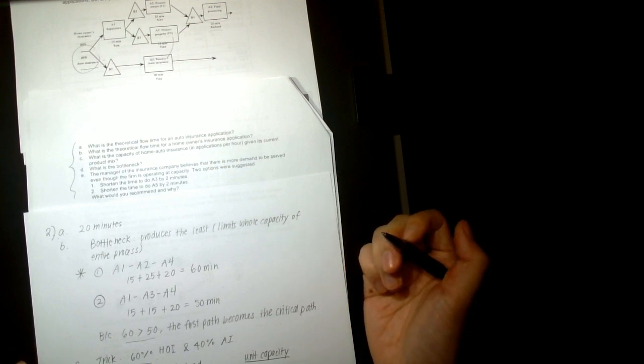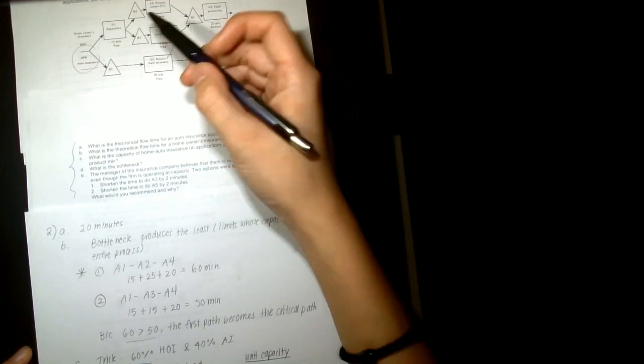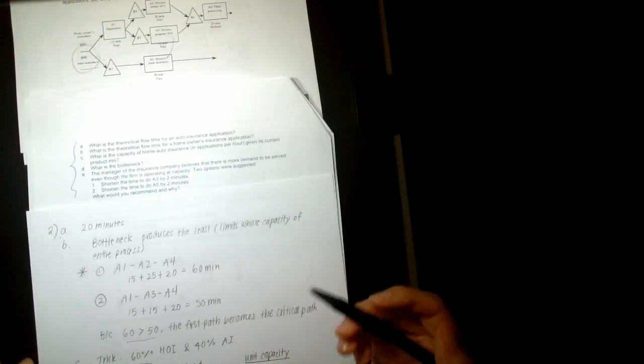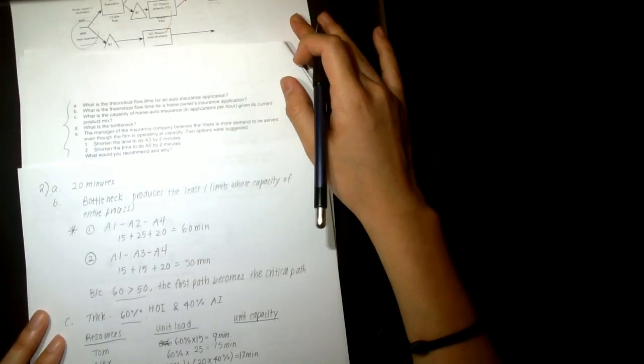And yes, there's wait time in this case because 60% is the homeowner insurance and 40% is the auto insurance. So by multiplying it by the percentage, we're accounting for that wait time. So they actually work faster.